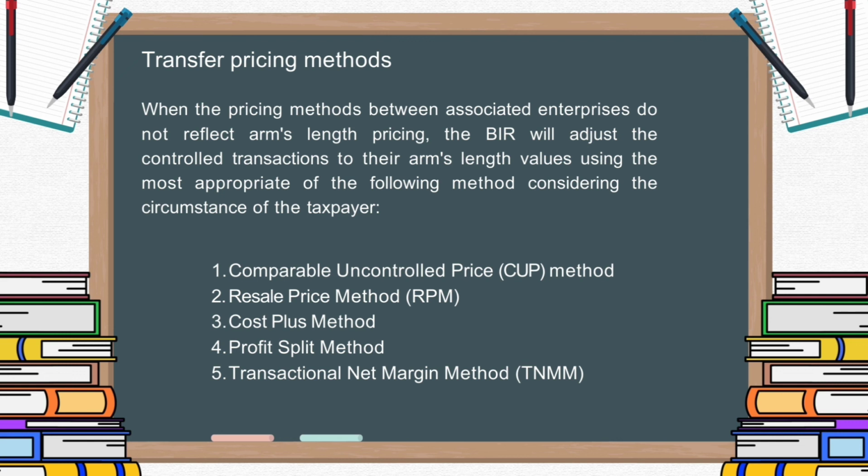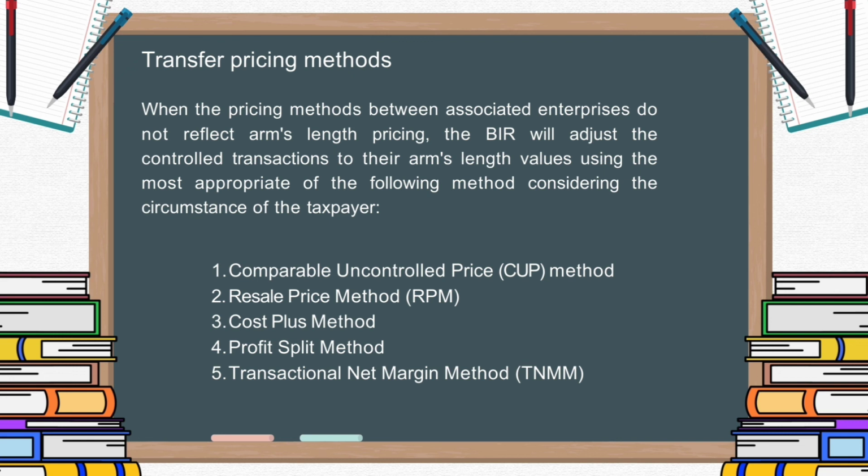Number 3, cost plus method or CPM. The transaction is measured by valuing the function performed by the supplier of the property or services. Number 4, profit split method or PSM. The profit or loss on the transaction is split based on the division of the profits or losses that independent enterprises would have expected to realize from engaging in the transaction or transactions. Number 5, transactional net margin method or TNMM. This is similar to the cost plus and the resale price methods in the sense that it uses the margin approach by reference to the operating profit earned in comparable and uncontrolled transactions.